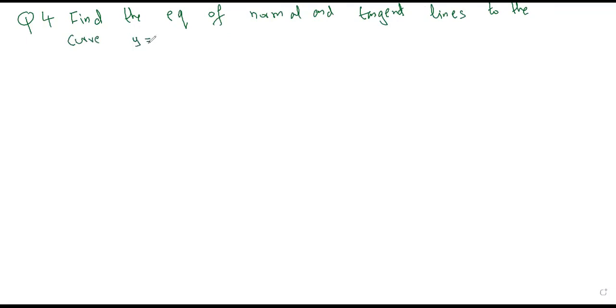Question number 4: find the equations of normal and tangent lines to the curve y equals 2x squared plus 8 by x squared minus 9 at the point where x is 2. Okay. Now I'll tell you.